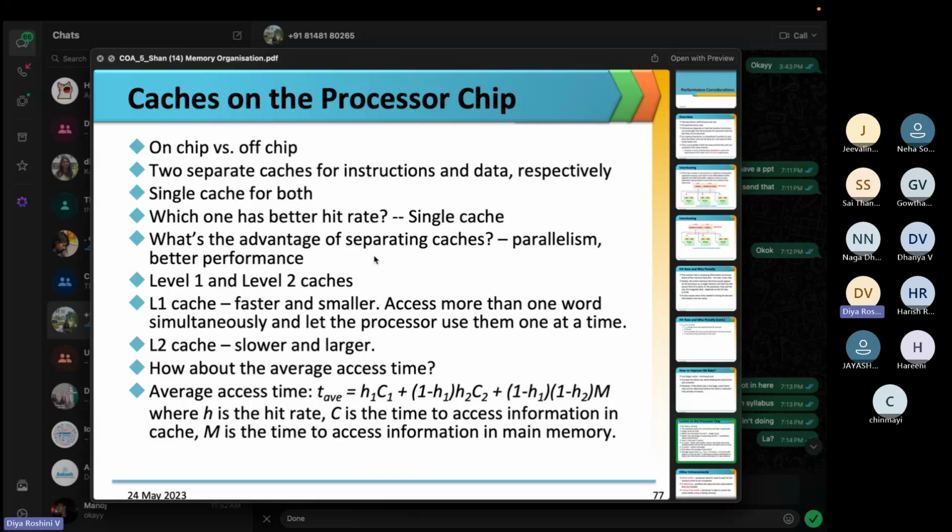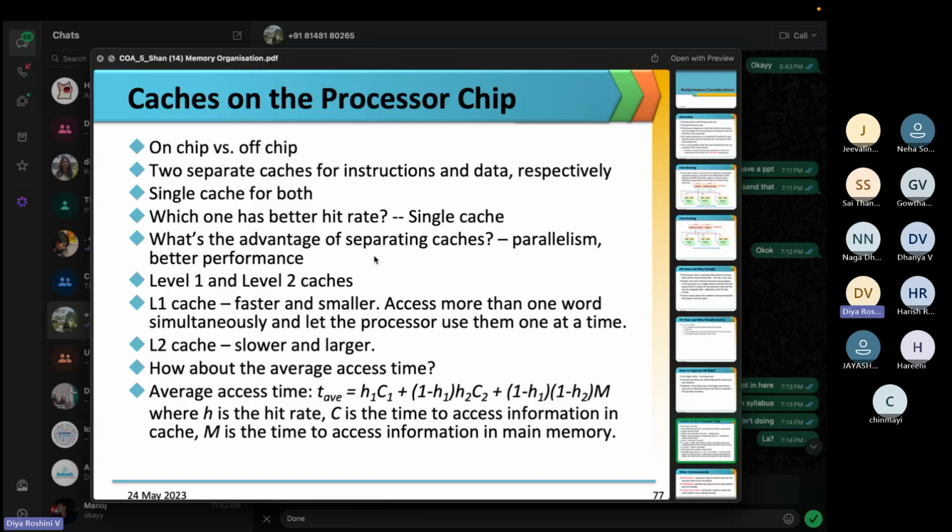And most of the time the level 2 cache's size is higher, like your level 2 caches have a size of hundreds of KBs, whereas your level 1 cache is of a few KBs, like 1 or 2 KBs. That's how it is. Whereas level 2 is from a few hundred KBs to a few MBs also.